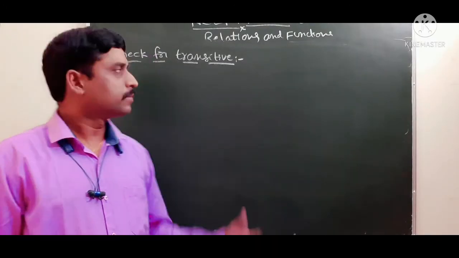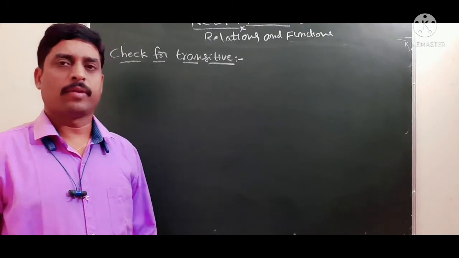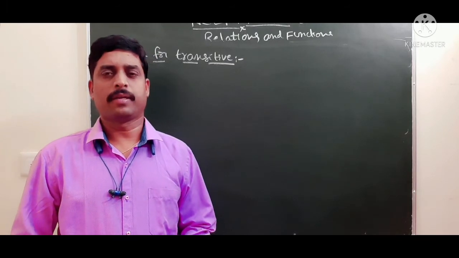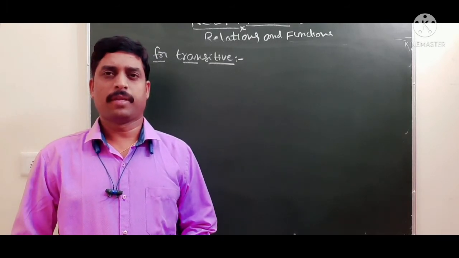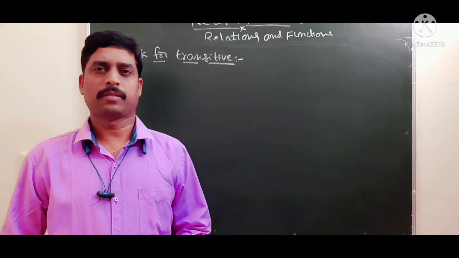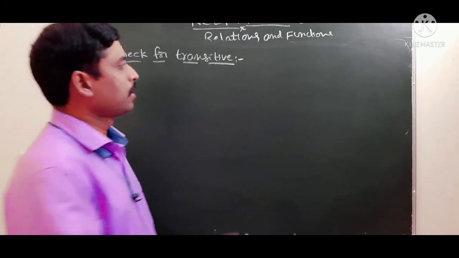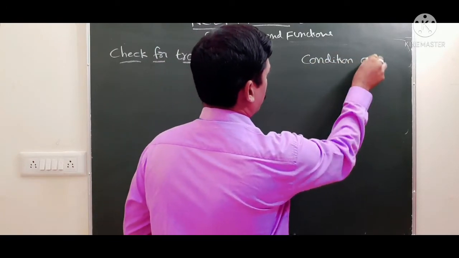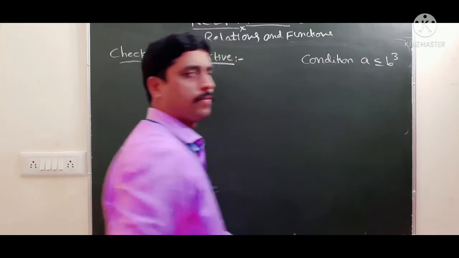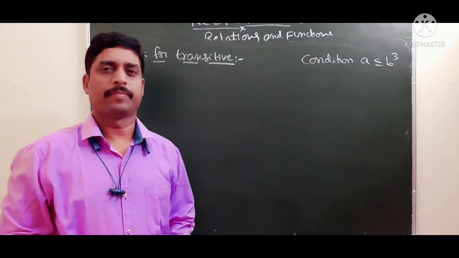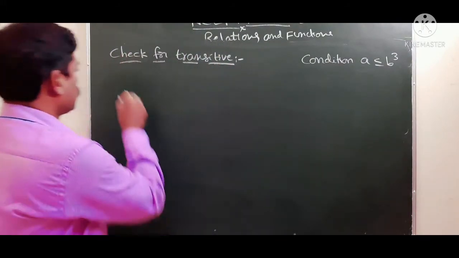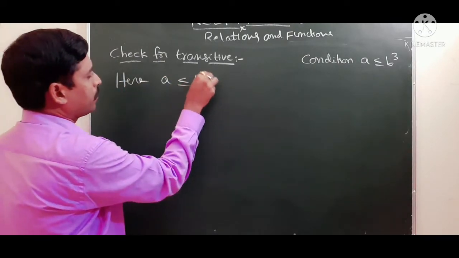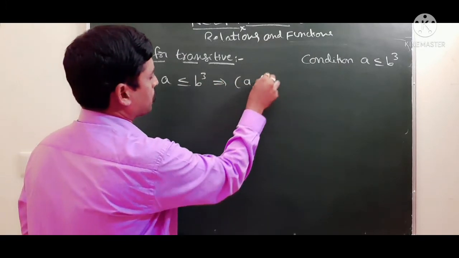Now explain the transitive property. So what is the transitive property? If (a, b) belongs to R and (b, c) belongs to R, that implies (a, c) also belongs to R, then R is called transitive. What is the given condition? a less than or equal to b cube. Here a less than or equal to b cube implies (a, b) belongs to R.